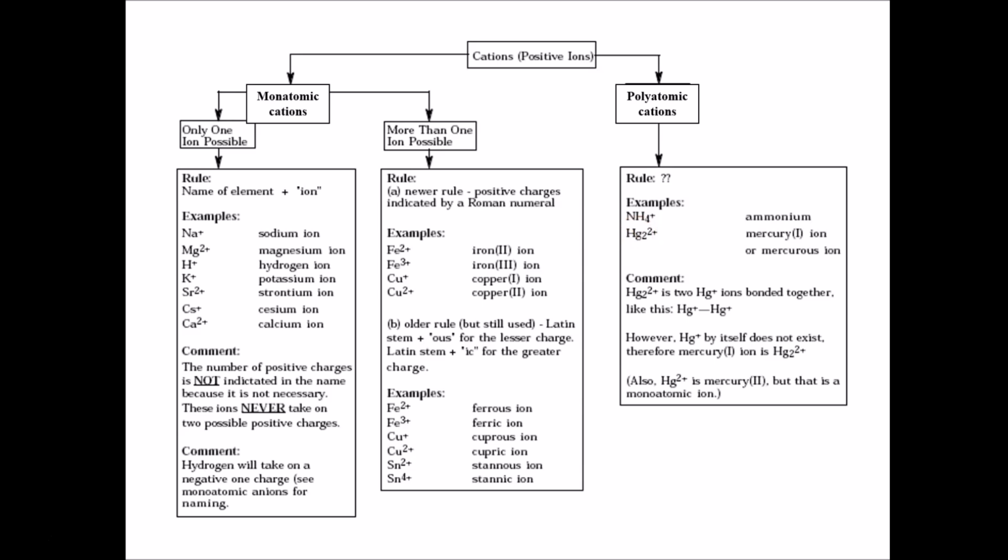Now the good thing about these polyatomic cations is since you can't find their name on the periodic table, I'm going to provide to you a list that has all of the ions on it. All of the polyatomic ions. Okay, so these are all the different cations that might exist in an ionic formula.